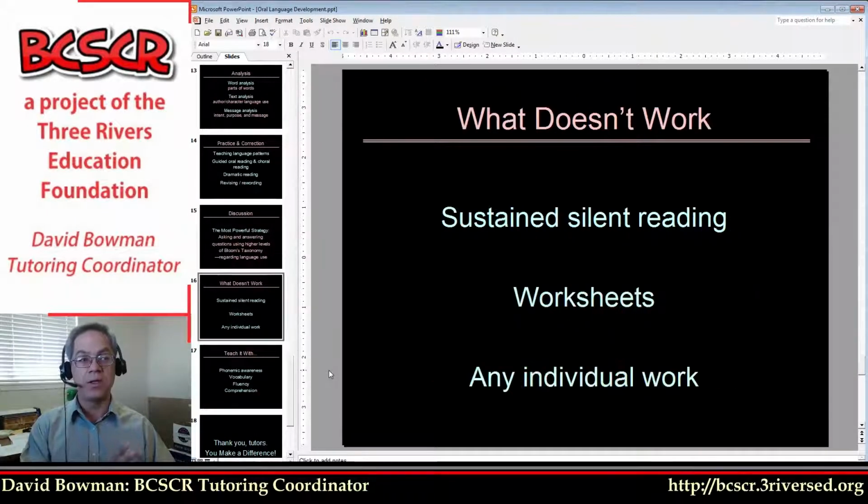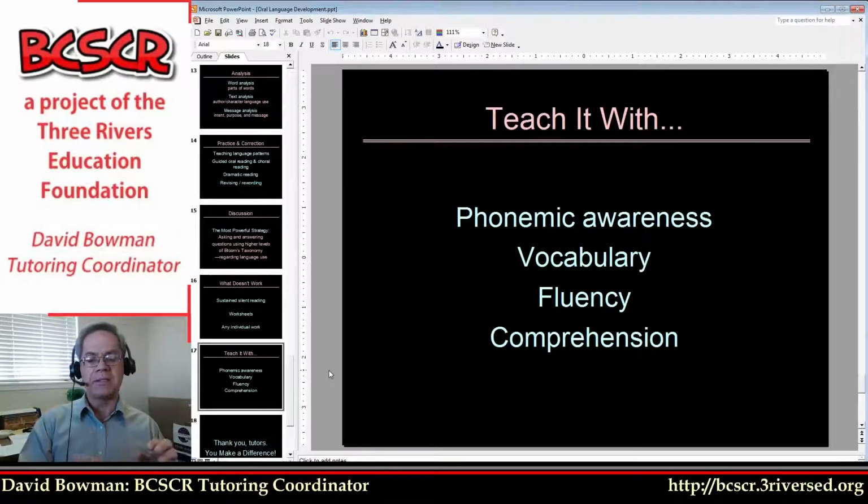Now, with all that said, what doesn't work? Certainly any type of sustained silent reading activities. Much like with comprehension, sustained silent reading might help to solidify existing skills, but it does not lead to an increase in those skills. So those are off the table. And certainly for a tutoring environment, you've got an opportunity to provide direct instruction and direct interaction with students, and you miss those opportunities if you have students doing sustained silent reading. Similarly, any type of worksheet activities or any type of individual work also does not help students to develop their oral language skills.